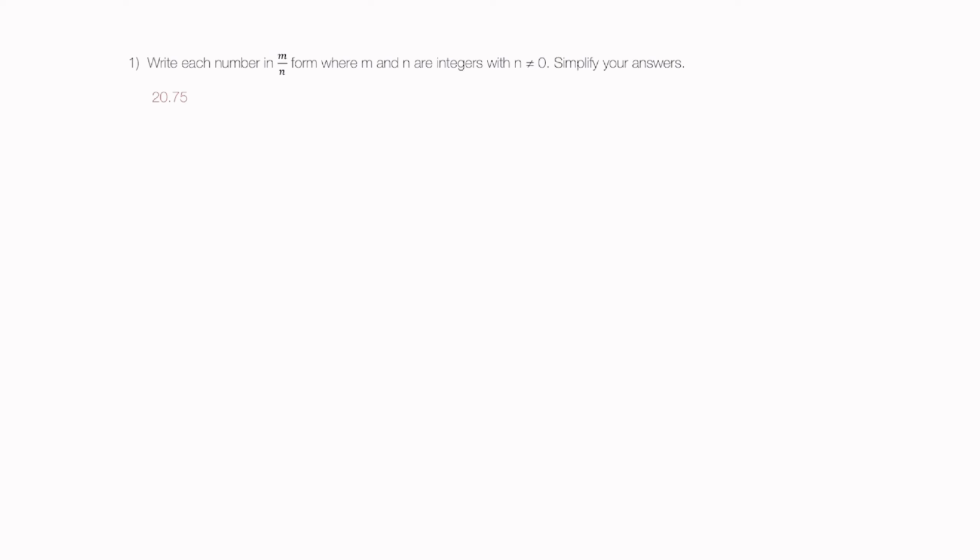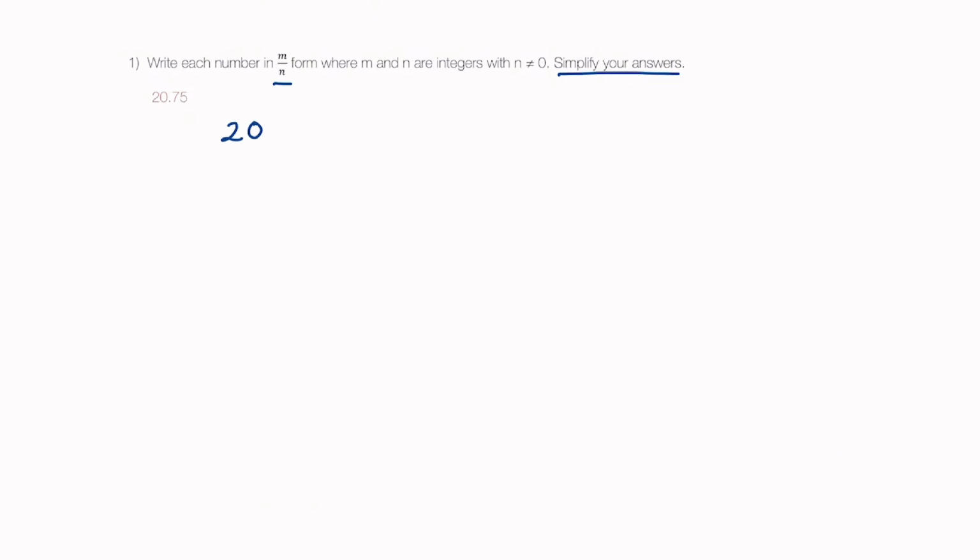The first question. Write each number in m over n format, where m and n are integers with n not equal to 0. And you also have to simplify your answers. Do you remember from the independent practices? How did we do this? Let's go. How do we write this as a fraction? First, we need to convert it into a fraction.